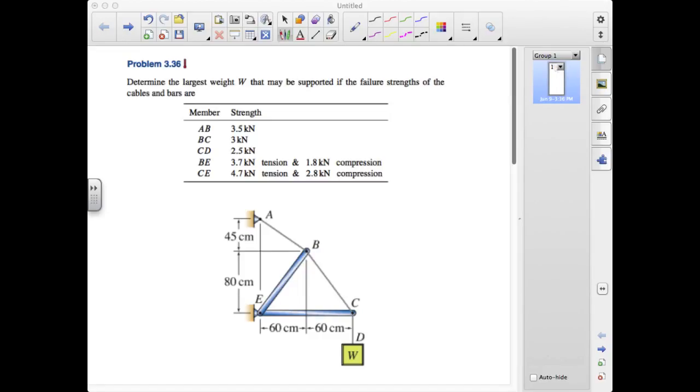As a second example, we consider problem 336, where we're asked to determine the largest weight W that may be supported by the assembly below if the failure strengths of the cables and bars making up the assembly are given by the table shown. Take a minute now to pause this video and try the problem yourself. Resume playing when you're ready to see a solution.